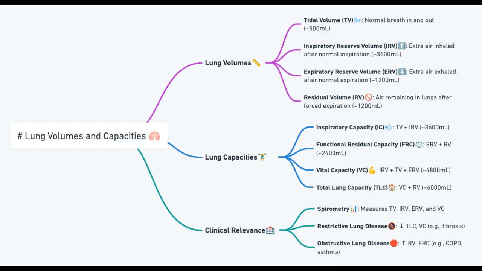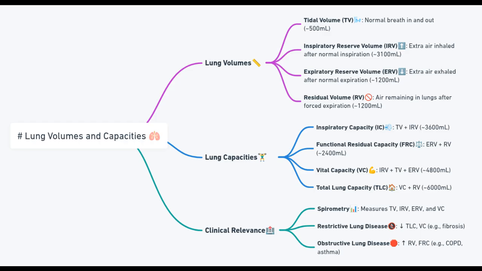All right. So total lung capacity is the volume of air contained in the lungs at the end of maximal inspiration, and is a sum of all the four lung volumes. It cannot be measured by spirometry, remember, because of the residual volume. And total lung capacity is reduced in restrictive lung disease.